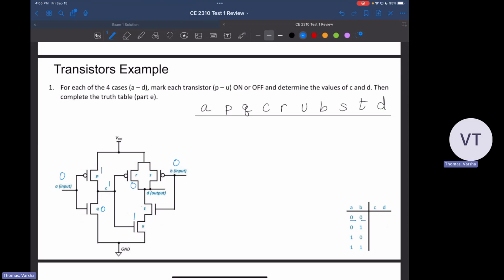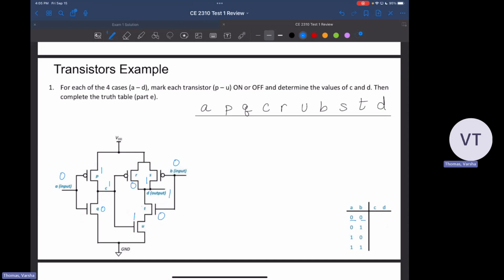Now your transistors S and T are connected to your B input here. So when B is 0, S is a P-type transistor, it's going to be on. T is an N-type, so it's going to be off, right? When you have a series of transistors here, both of them need to be on in order to have a path to ground. This is a parallel network of transistors, only one needs to be turned on in order to have a path to VDD. So because you've got a path to power here, the value at D is going to be 1, right?